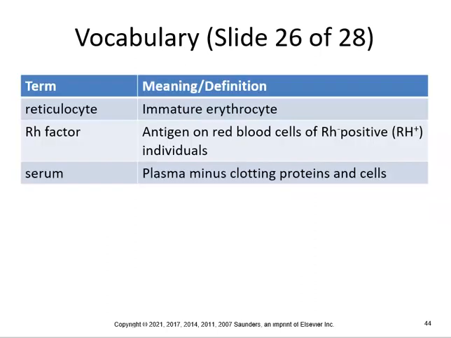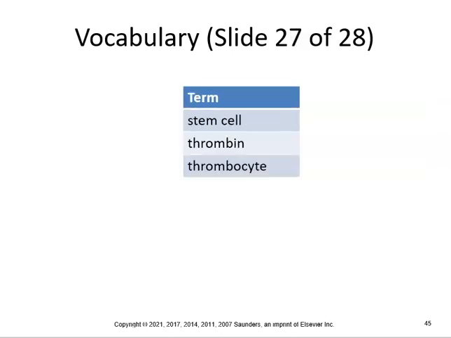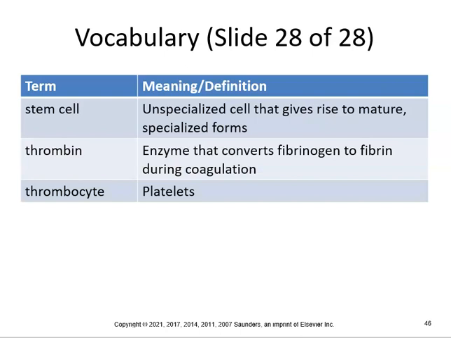Reticulocyte, Rh factor, serum. Reticulocyte is an immature erythrocyte. Rh factor is an antigen on red blood cells of Rh positive individuals, and serum is plasma minus clotting proteins and cells. So stem cells, thrombin, and thrombocyte. A stem cell is an unspecialized cell that gives rise to mature specialized forms. Thrombin is an enzyme that converts fibrinogen to fibrin during coagulation, and thrombocytes are platelets.